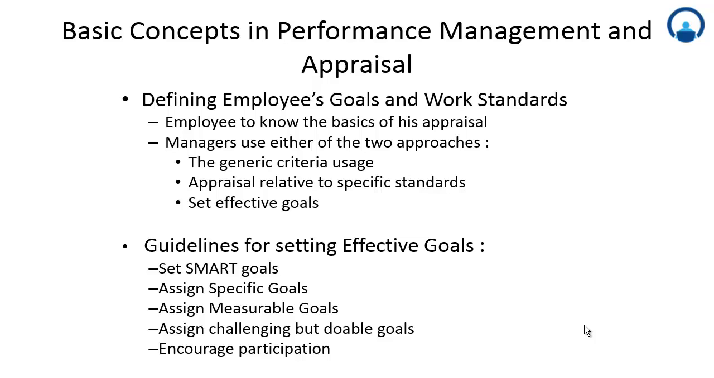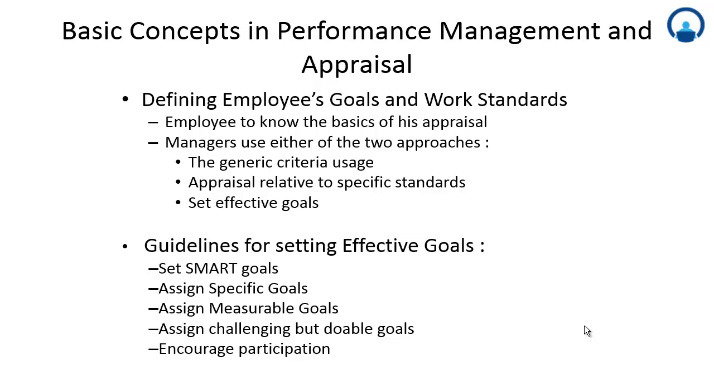The second basic approach is to appraise them relative to specific standards that you expect them to achieve. For example, add 10 new customers next year. This sounds simple, but in practice, clarifying what you expect from your employee is tricky. Job descriptions are rarely the answer to this problem. Employer usually writes job description not for specific jobs but for groups of jobs, and the description rarely includes any specific goals. Therefore, it is very important to set measurable effective goals.